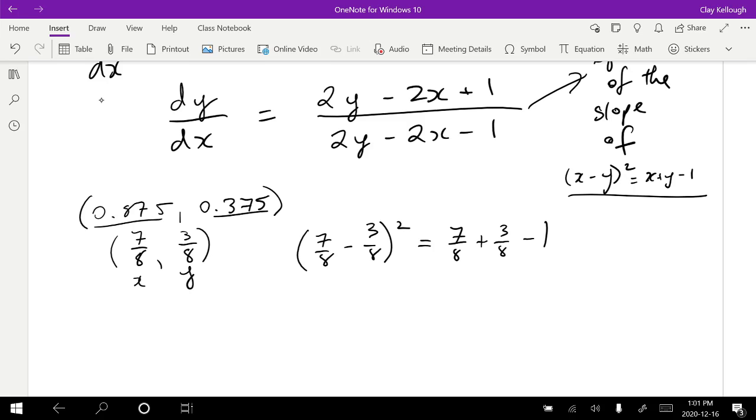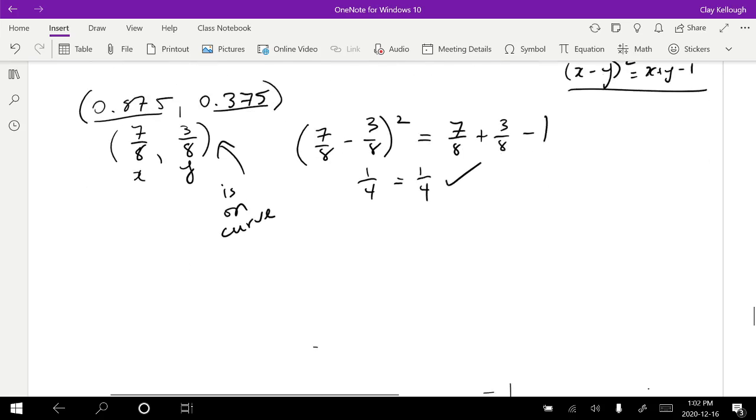So 7/8 minus 3/8 is 4/8, which is a half, squared is a quarter. And 7/8 plus 3/8 is 10/8. 10/8 minus 8/8 is 2/8, which is also a quarter. So yes, this is exactly a point on this curve. Check: it's on the curve exactly. And I would like to know what the slope is at that point. So I'm going to go to dy/dx.